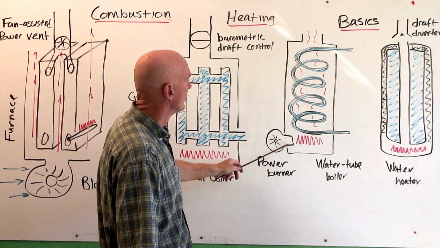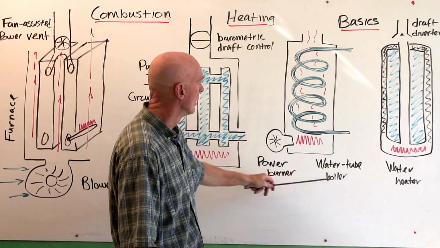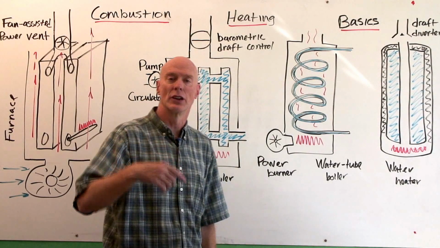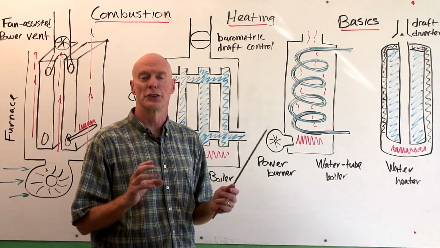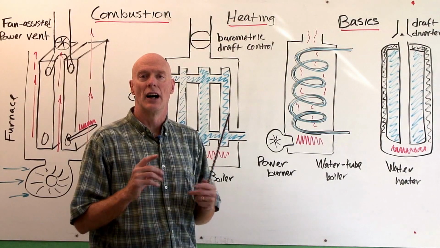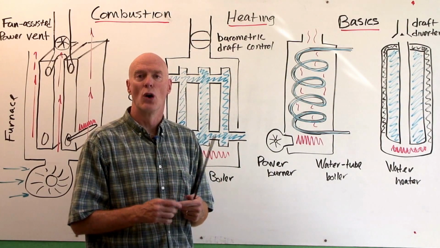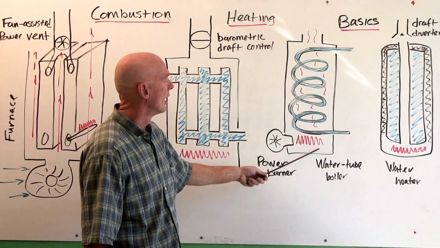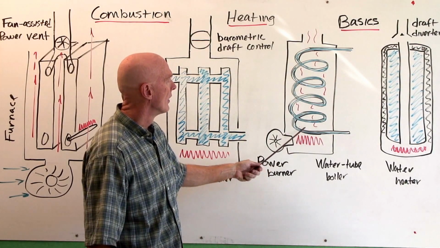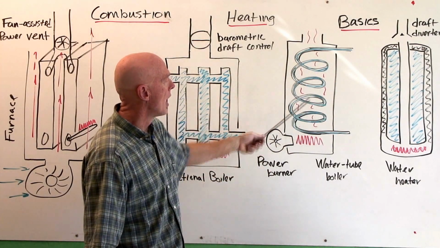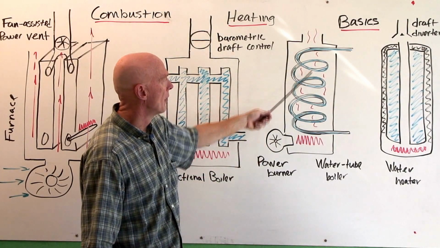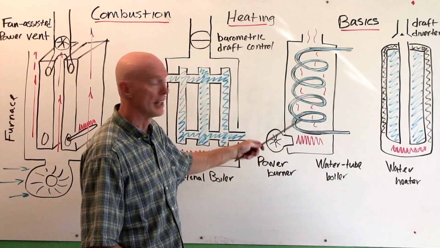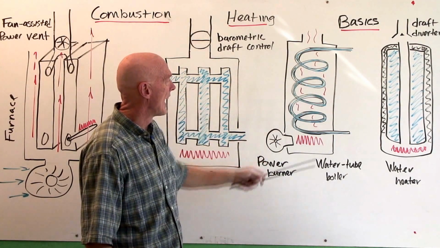Now, here we have a different type of boiler. We have a water tube boiler. We have a power burner, and the power burner has a fan in it. So it takes air in from the surrounding room, and it mixes it with the natural gas, or it mixes it with oil and blows it into this combustion chamber, and there's a vigorous flame in here, and the flame goes up through this coil of water and directly heats the water by way of the coil by radiation and convection. Radiation of the flame and convection of the gases.